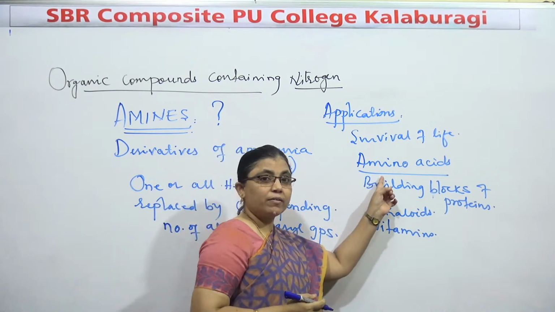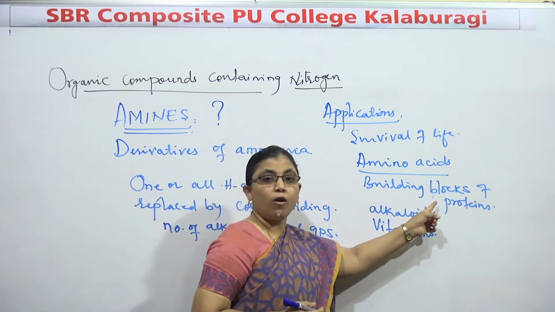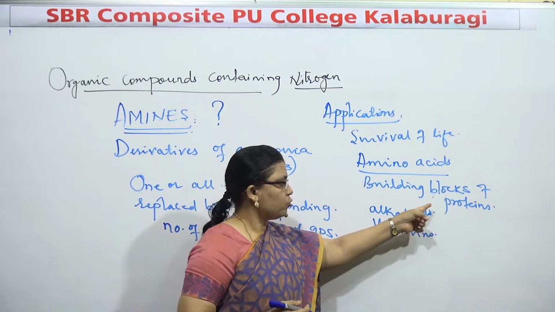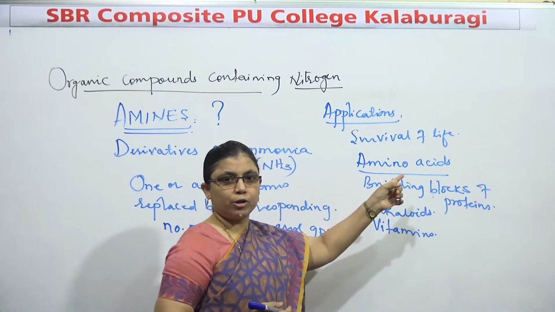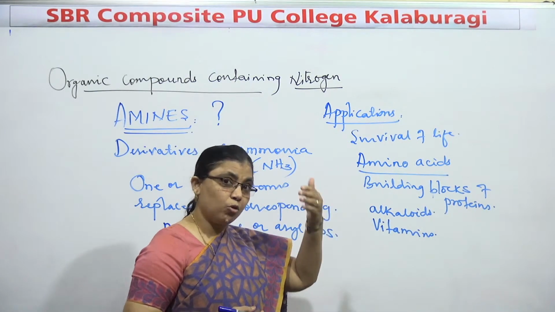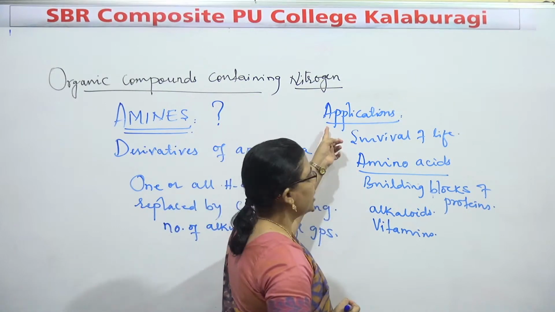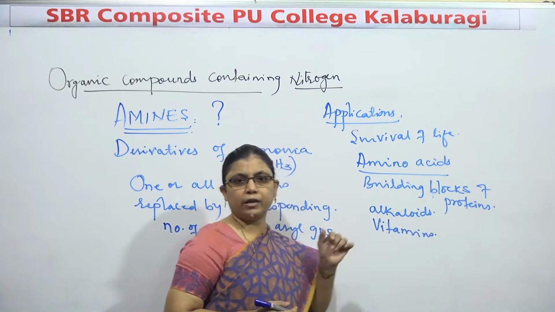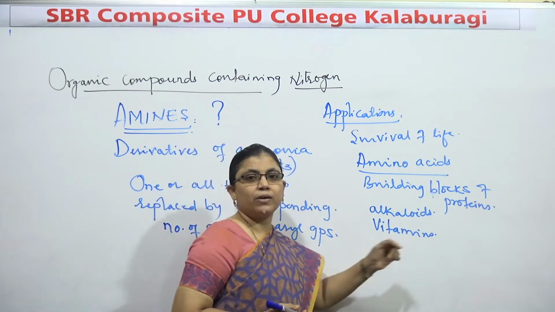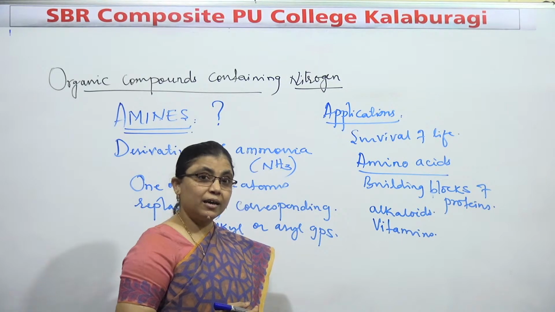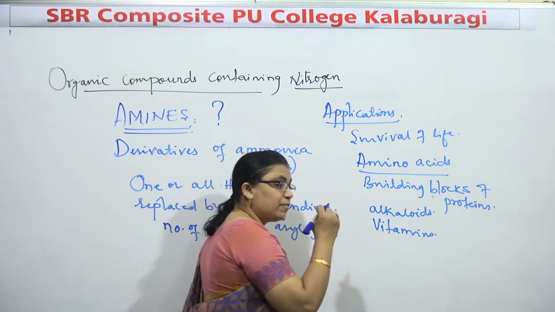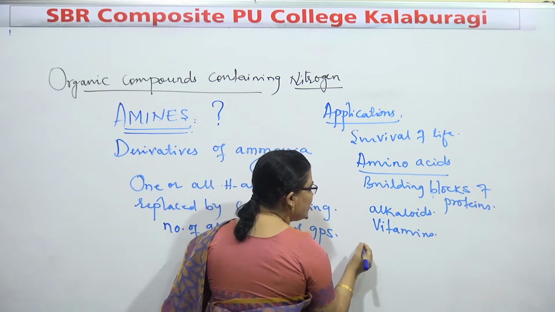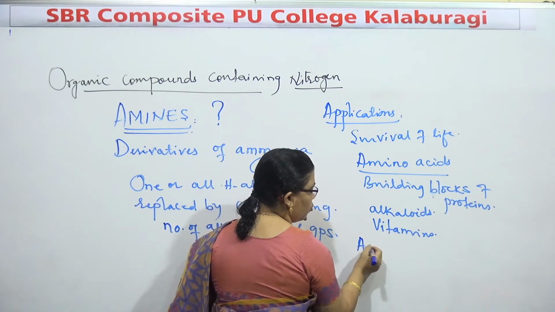And amino acids are what? Building blocks of proteins. As you know, proteins are polymers and amino acids are monomers. And those amino acids are created from where? From amines. Next, they are useful in alkaloids as well as vitamins. Other than this, even the amines are useful for preparing many synthetic dyes like azo dyes.